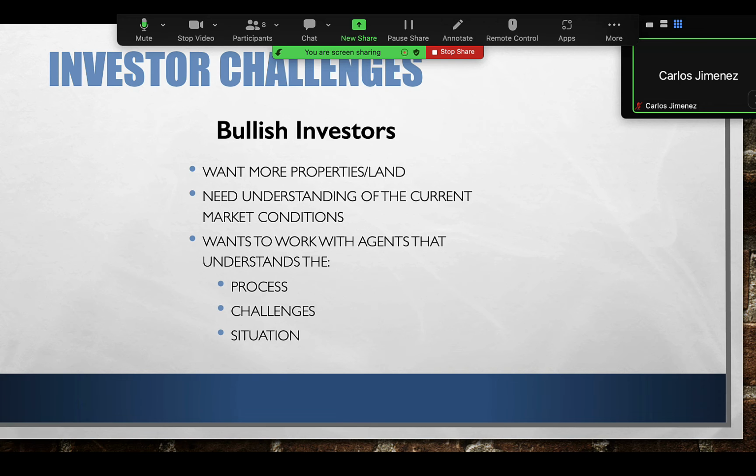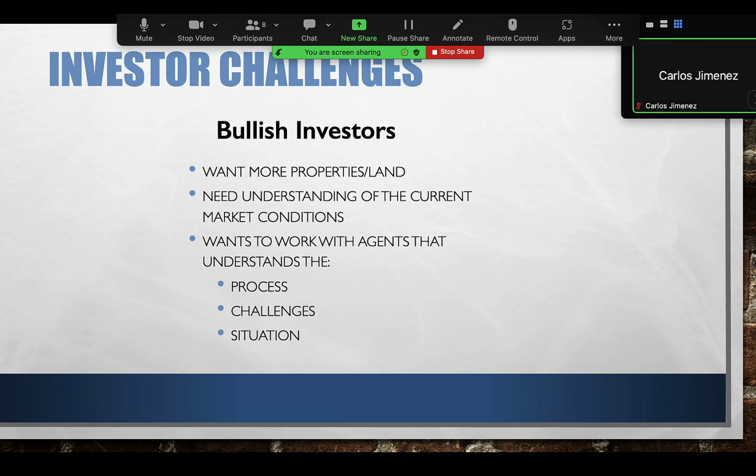But real estate investors, they want to work with agents that understand the process, the challenges that they're facing, and the situation. So the process is if they're buy and hold investors, they need you to understand the process of finding a buy and hold property and analyzing buy and hold properties. So this means being able to do cash on cash return projections. Some investors like cap rate projections, ROI, internal ROI, all those things some investors want.